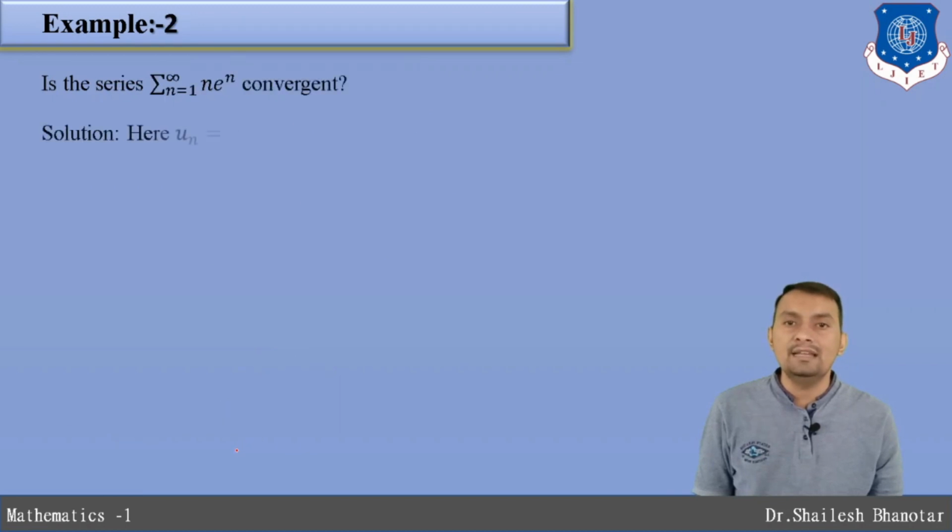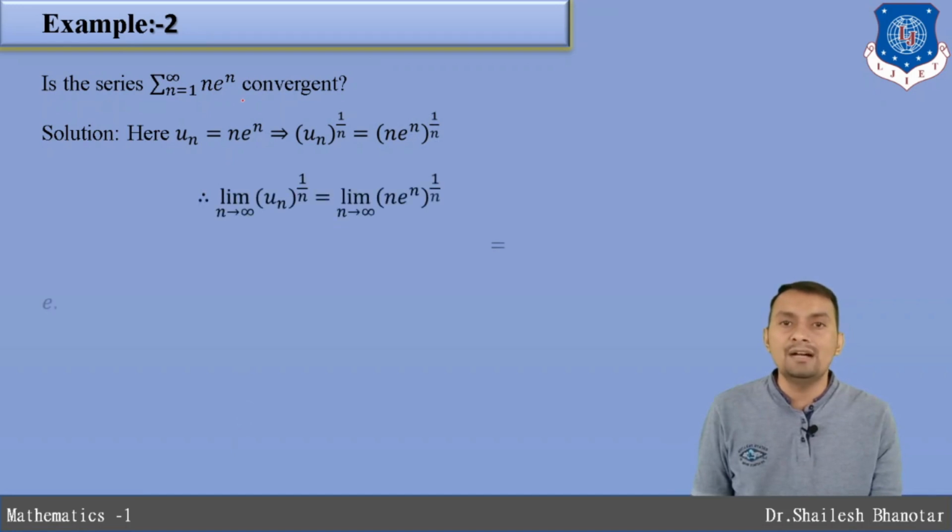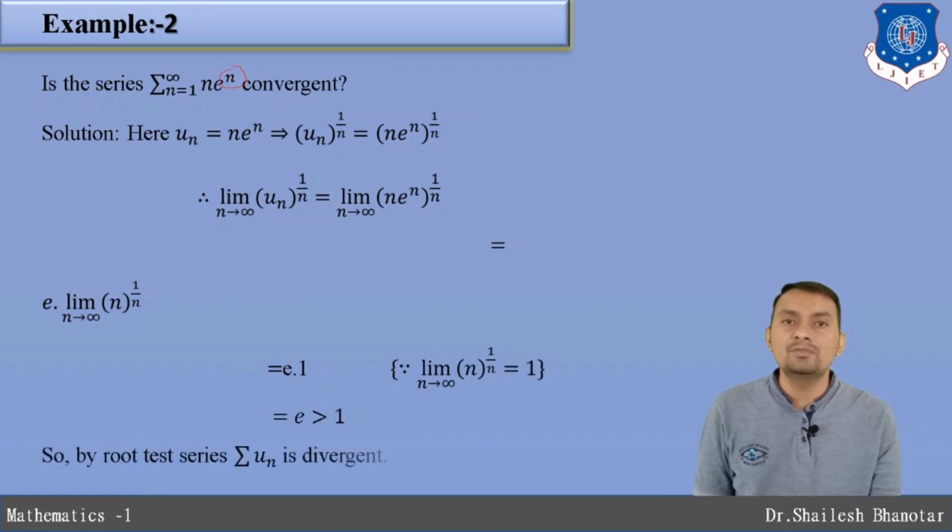This is another question. Is the series with general term n raised to n into e raised to n convergent? Since a power is there, we prefer to apply the root test. Just take un raised to 1 by n, which we can represent as n raised to n times 1 by n, into e raised to n times 1 by n. When you see this, the powers cancel out, so what you will have is n raised to 1 by n into e.